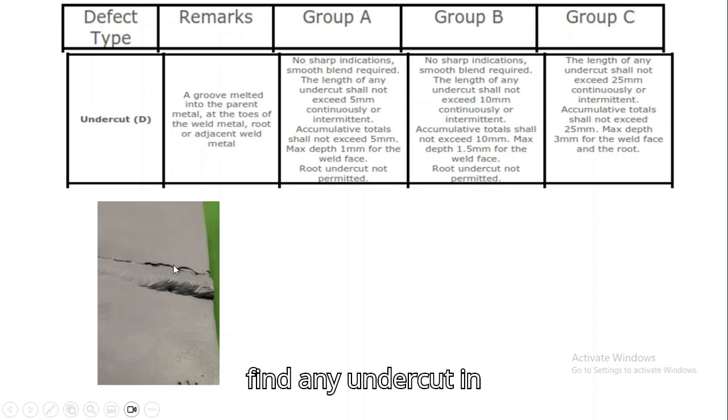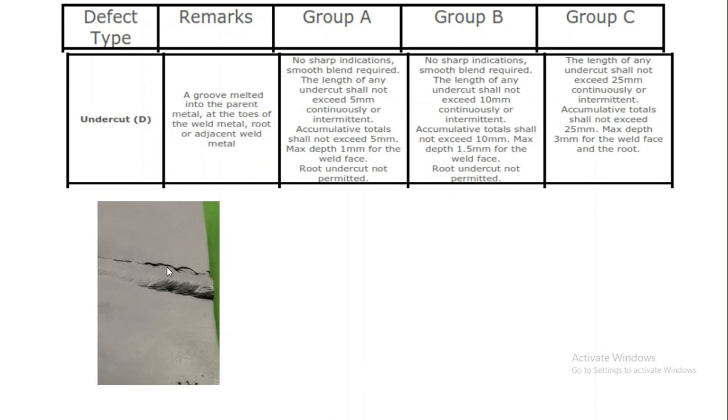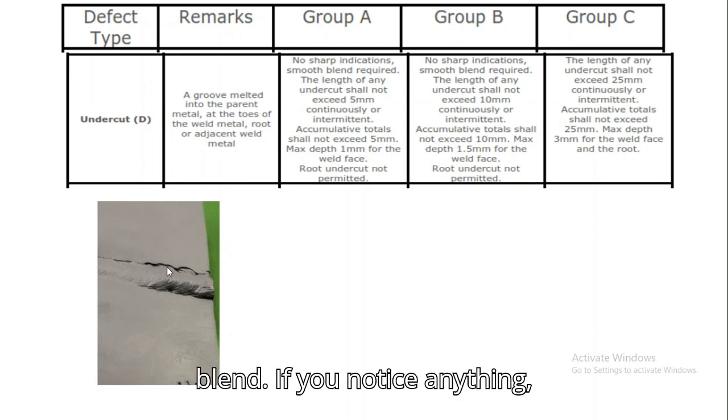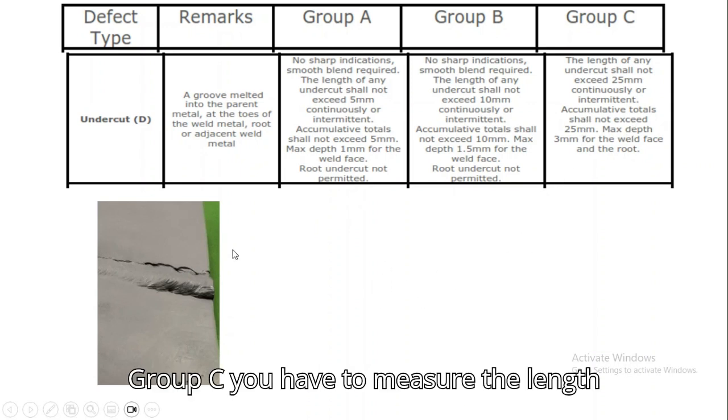If you find any undercut in the root, that is considered as rejection. In root, undercut is not permitted. Directly you can reject it. If you find any undercut, either sharp or blended, if you notice anything, it will be rejected. Then group C. For group C, you have to measure the length.